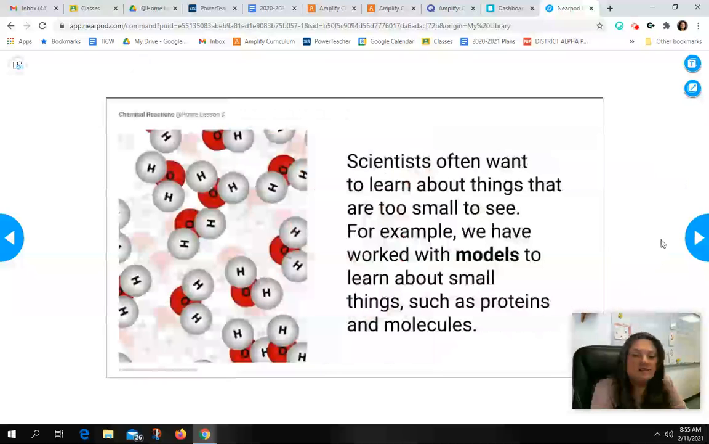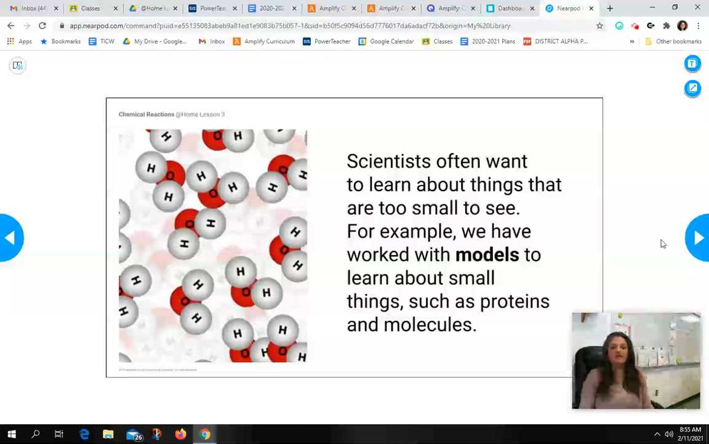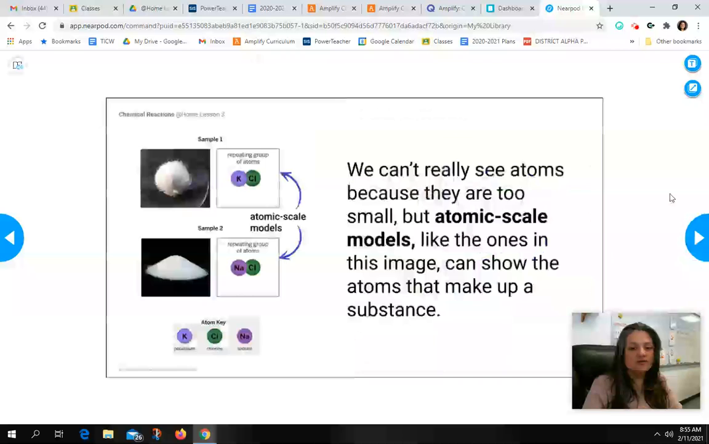Scientists often want to learn about things that are too small to see. For example, we have worked with models to learn about small things such as proteins and molecules. In 6th grade, you dealt with proteins with Mrs. Chunko in the beginning of the year. And this year, just in the last chapter, we did look at molecules, which are too small to see. And we used the sim or the digital model to help us see those tiny particles as well.